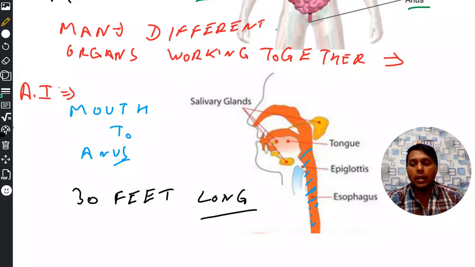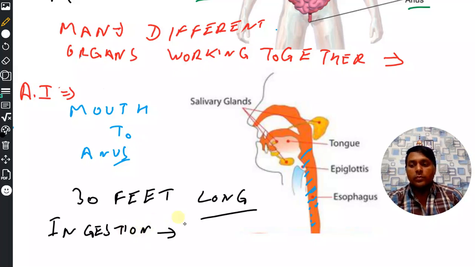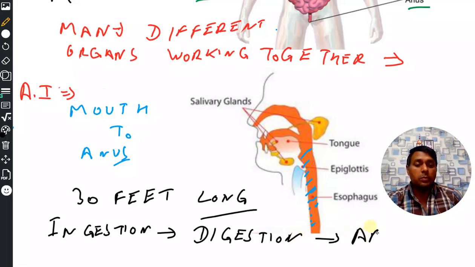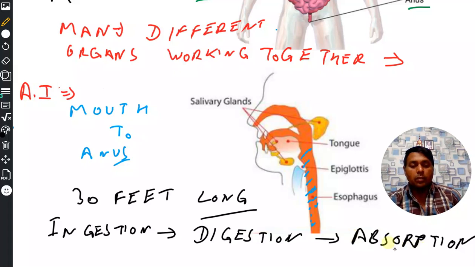Different regions of the canal are structurally adapted to perform specific functions. What are those functions? The functions are ingestion. Do you know what ingestion is? It is the taking of food. And the next thing is digestion. And what is the next thing? It is absorption. Absorption of food is also necessary. And what is next to it? It is elimination.